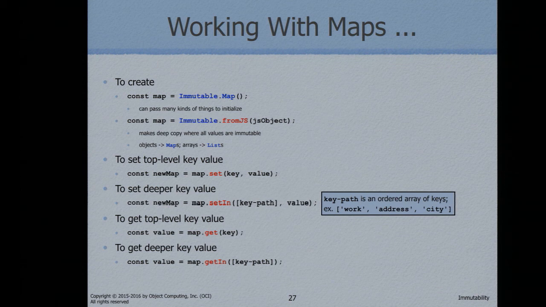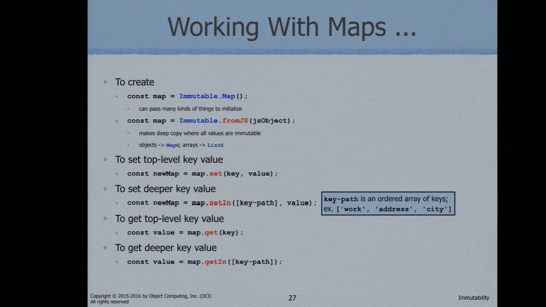set. Now, what if I want to set something that is deeper in my structure? What if I have a top-level property called work, and inside there it has a property called address. Address is an object that has a property called city, and I want to dig down and set something in that. Well, in that case, I need to use a key path, and a key path is just a JavaScript array of strings that walks down through the structure. And so I could use that key path work, address, city, and then if I call set in, it'll traverse down to that, and then I give it the value to set there.